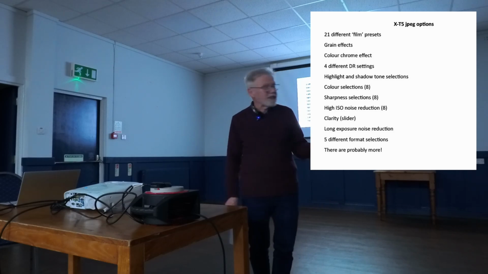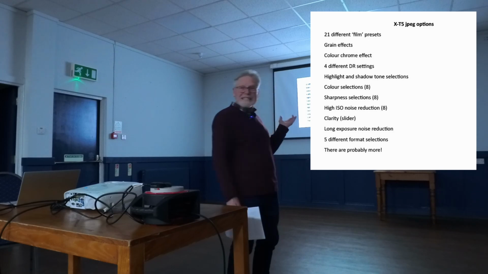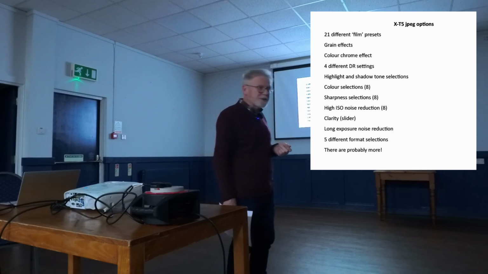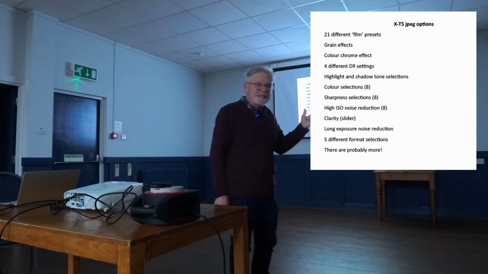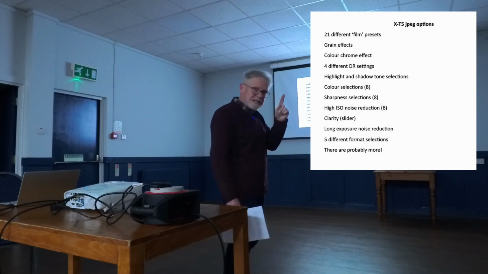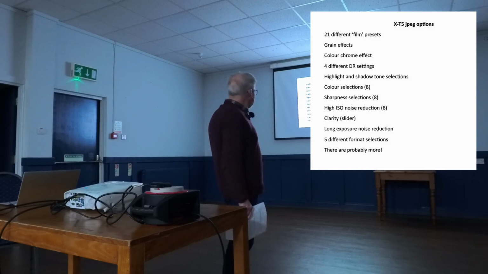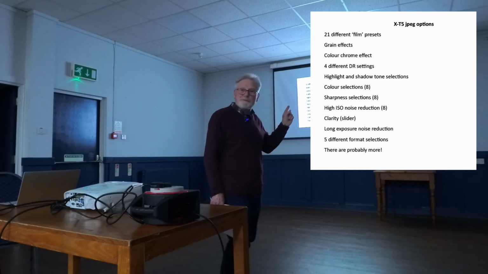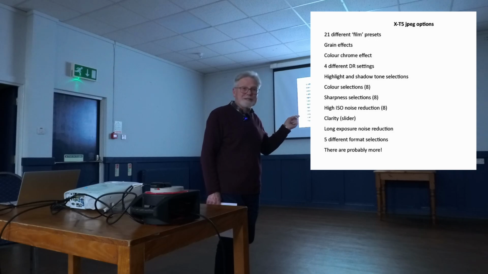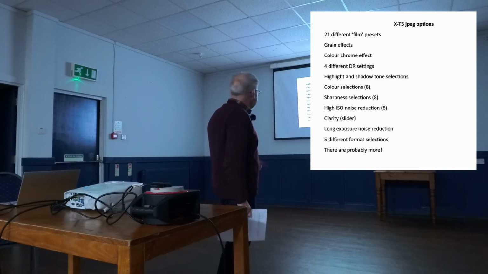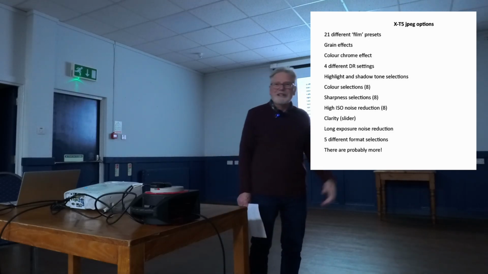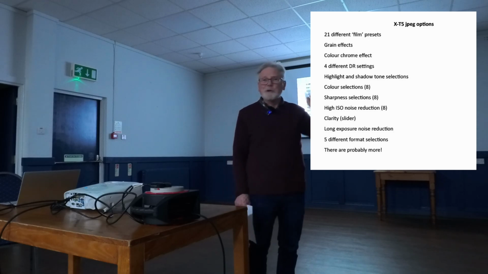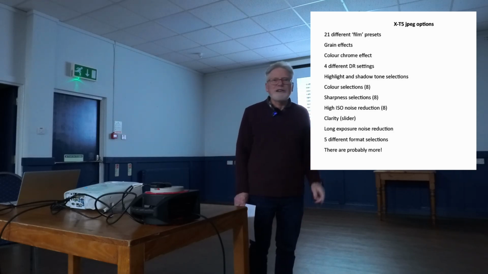So just as an illustration, I don't expect you to actually know any of this, it's just as an illustration of what it's like. I took my camera, the X-T5, and if you're shooting in JPEG, well, I'll explain that in a minute, you have 21 different film presets to think of. You've got grain effects, colour chrome effects, 4 different dynamic range settings, highlight and shadow tone selections, and so on, and it's very confusing.